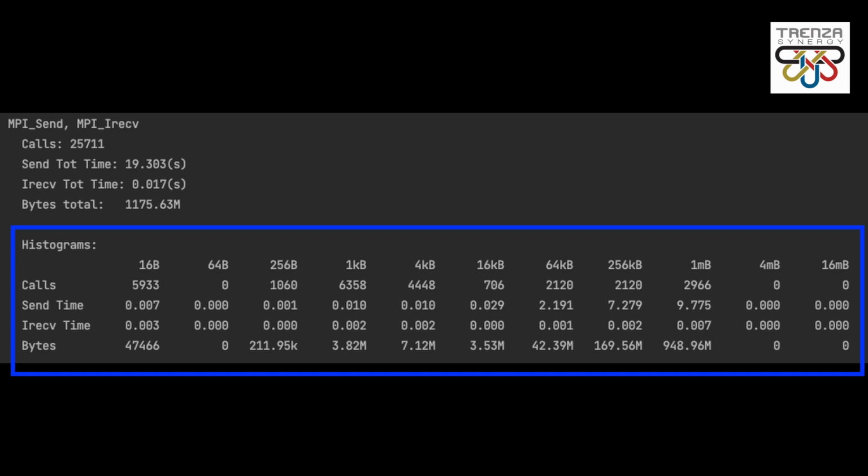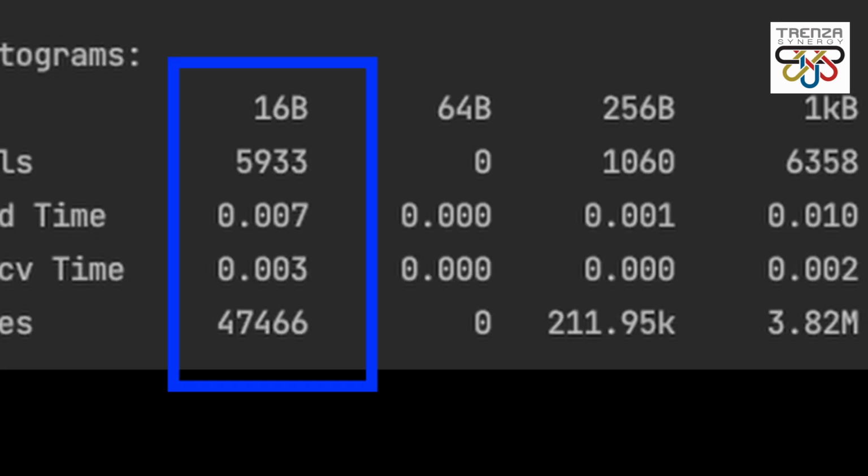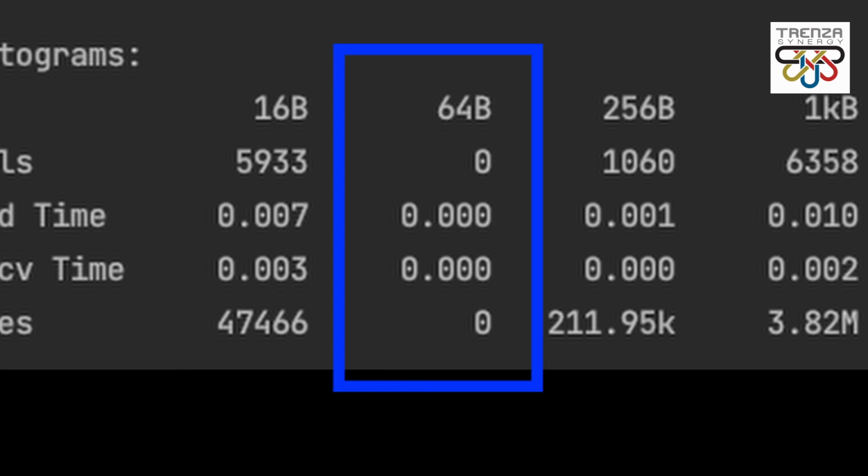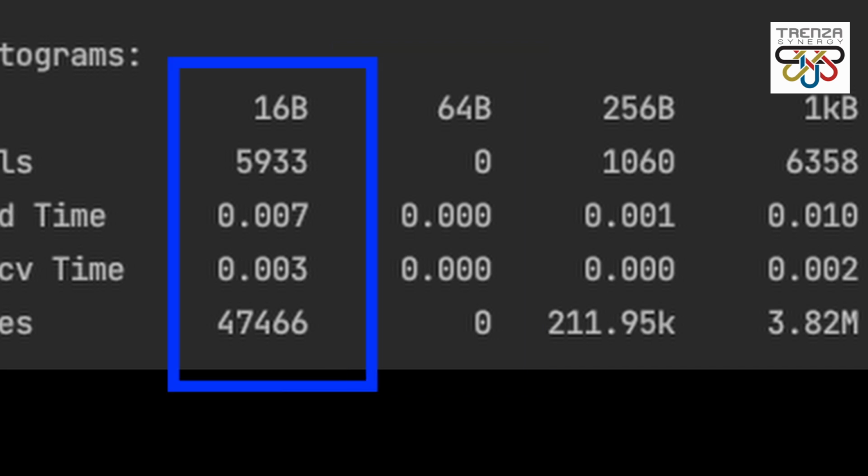Next, we can see the histogram for the MPI send and the MPI I receive calls. This histogram breaks out the calls into size bins. The first bin shows all the calls with a message size ranging from 0 to 16 bytes. The second bin shows all the calls with a message size ranging from 16 bytes to 64 bytes, and so on. This shows there were 5,933 calls to both MPI send and MPI I receive in the 16-byte bin, containing a total of 47,466 bytes each. The average total times for each function are also shown.